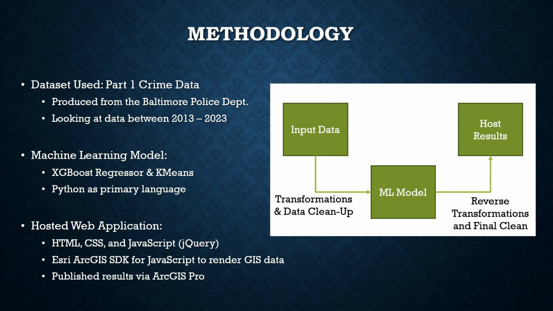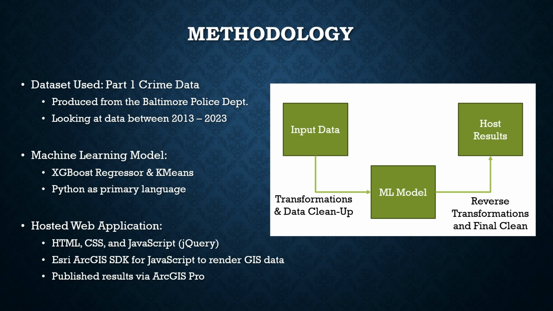When the input data set is ready for the machine learning model, an XGBoost regressor and k-means algorithms are used to generate the type of crime that will be occurring, the coordinate points for the given point, as well as what year this crime will be occurring at.